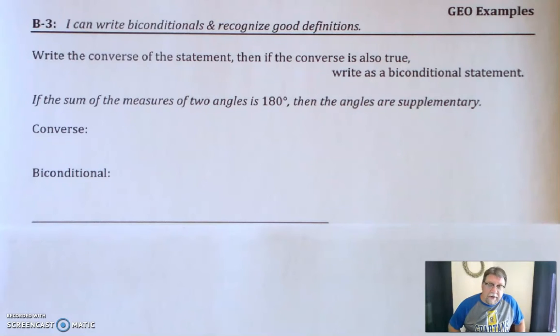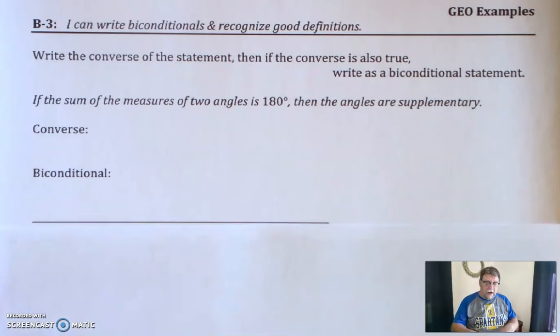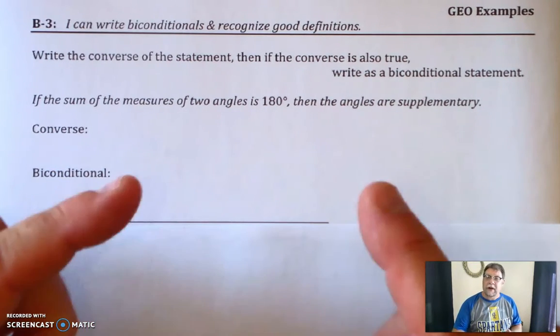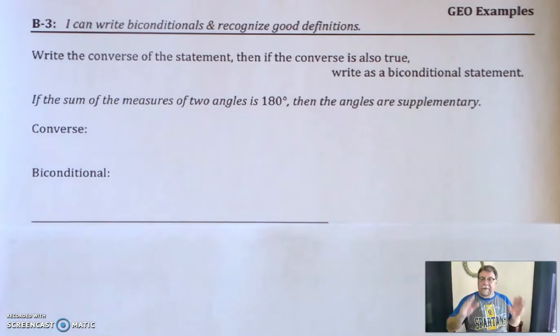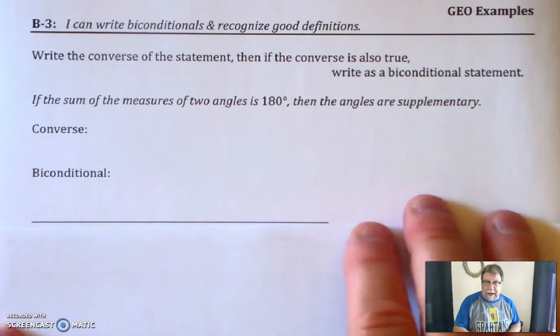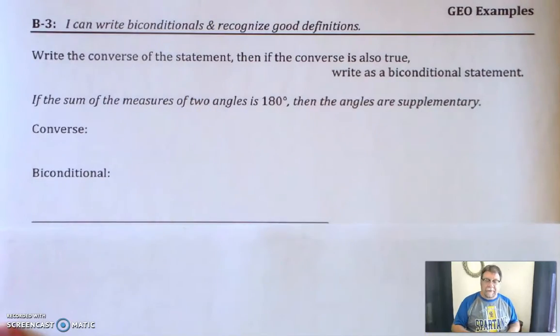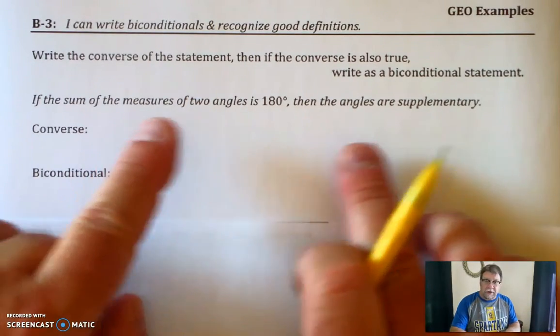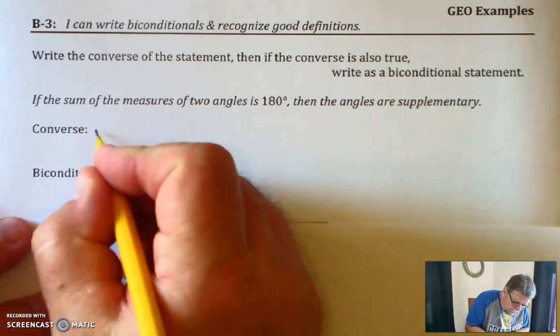In this example, I have a conditional statement that I want to write the converse of, and then I want to check the converse to see if it's also a true statement. And if it is, then I know I have a true biconditional statement, and I want to write that statement here. So let's start off by flipping the hypothesis and conclusion and writing the converse.